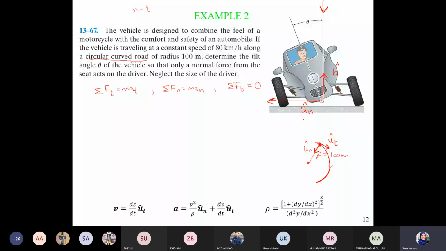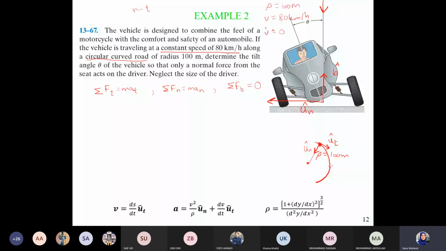Okay. So now let's start to take a look at this. So for the tangential direction, I know it has a constant speed. अब मुझे ये भी चीजें लिखने हैं. So I know that my rho is 100 meters. I know that my velocity is 80 kilometers per hour. But I also know that it's a constant speed. So my v dot is equal to 0.